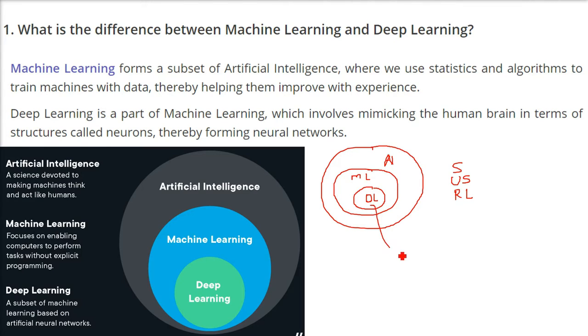Whenever we talk about deep learning, we are trying to mimic the human brain in terms of structure called neurons, and therefore forming the artificial neural network. In machine learning, we use statistics and algorithms to train machines on data, thereby helping them improve with experience. Whenever deep learning comes, you have to think about the neural networks, your brain. So you are trying to make a machine like yourself, like intelligent people. So first artificial intelligence, then machine learning, then deep learning.